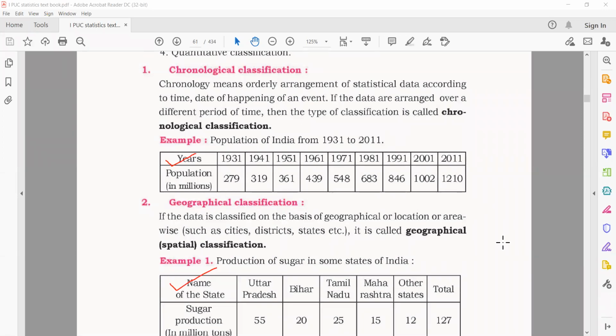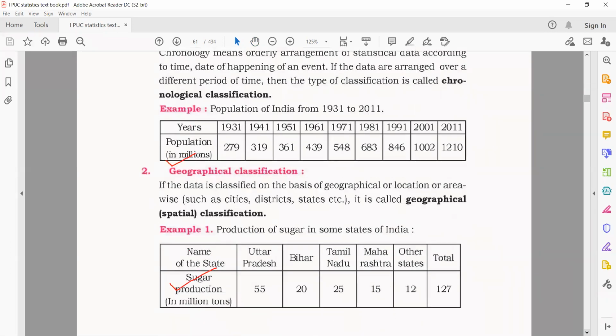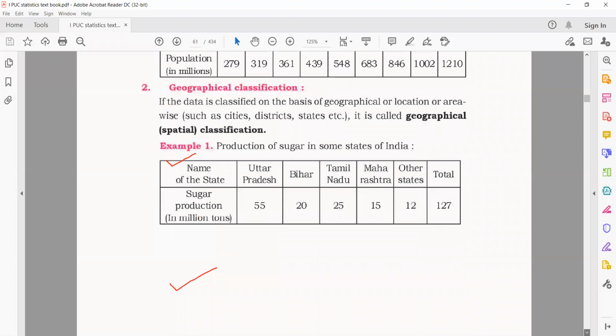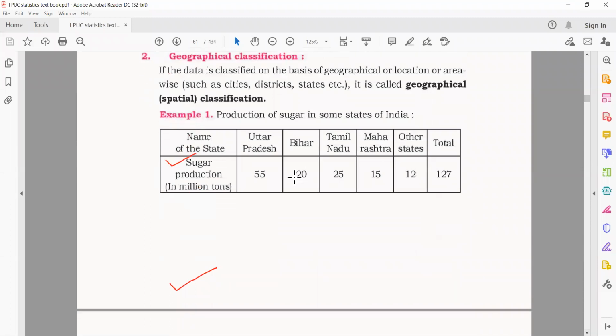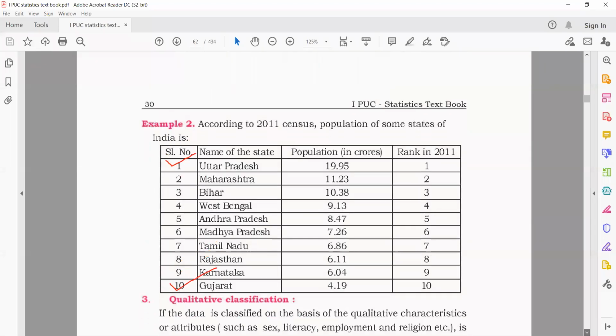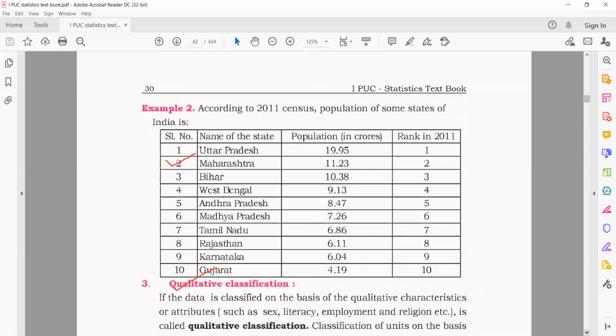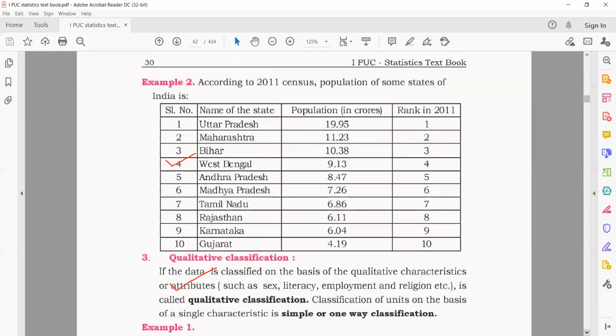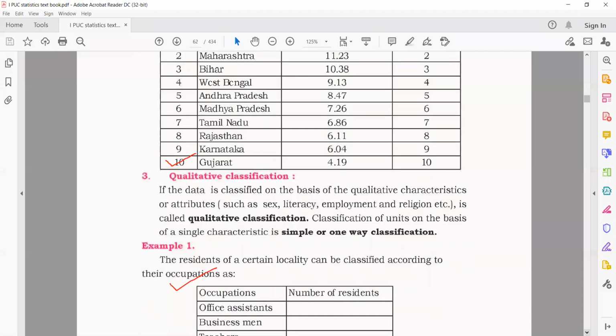That's an example of geographical classification. So here we are dealing with the production of a certain commodity, sugar. We are comparing the production of sugar over the collected information, and we have grouped it across categories like states: UP, Bihar, Tamil Nadu, and other states. And similarly, we could have the data collected. This is the population data according to census 2011, population in various states. So that is also a temporal or chronological classification.